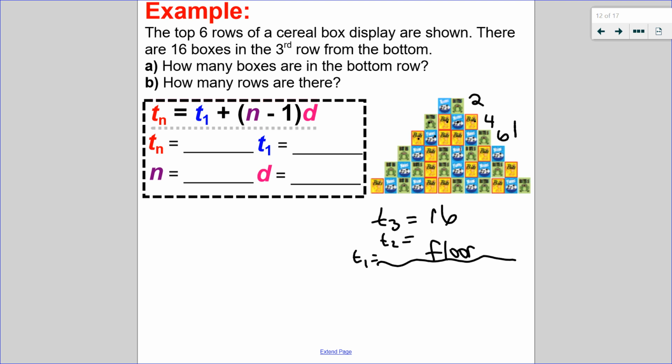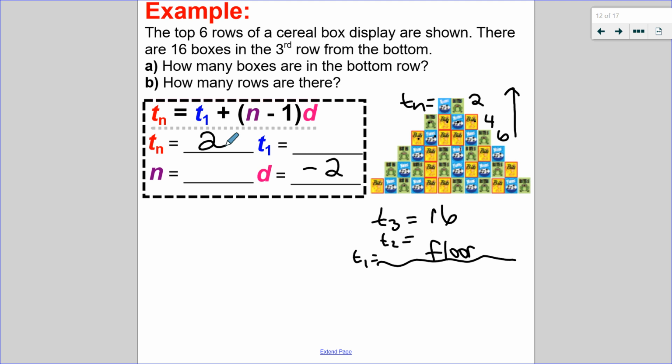So it looks like as I go up to the nth row, this is the nth row, I'm going down by 1 each time. So I know my difference is down by 2 each time. 6 subtract 2 is 4, subtract 2 is 2. Okay, my end row is 2. Now I'm only allowed 1 unknown, so I need to be able to figure out what my first row is.